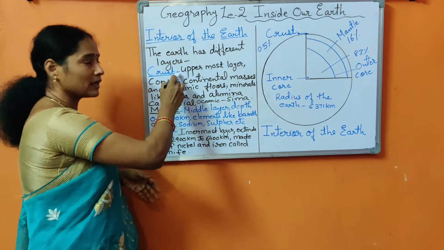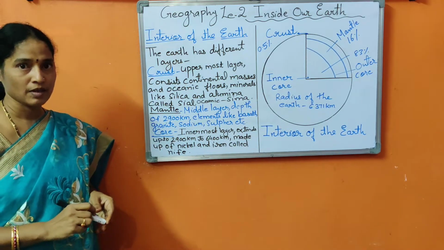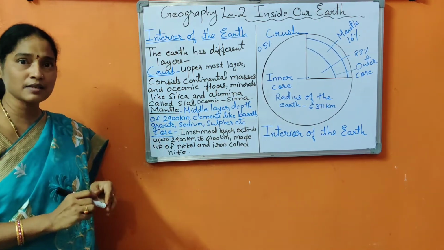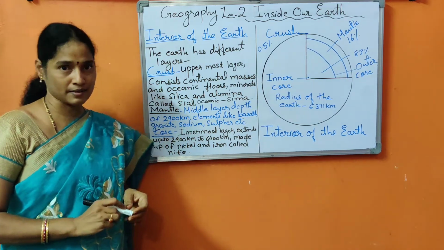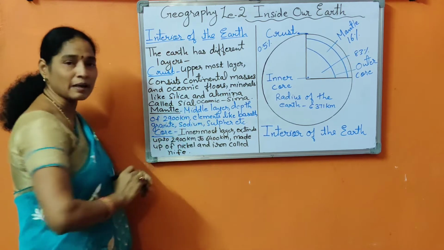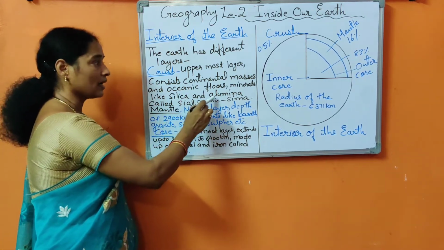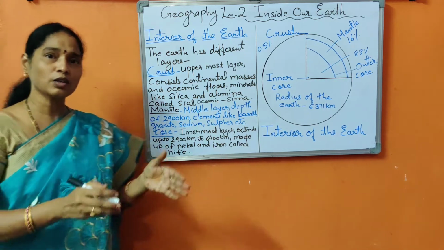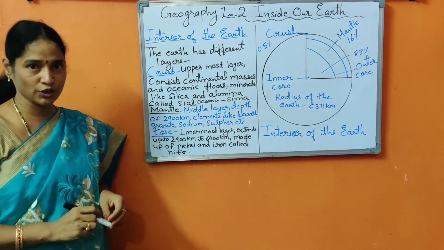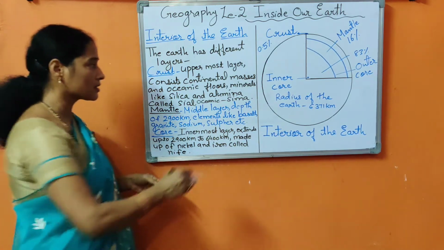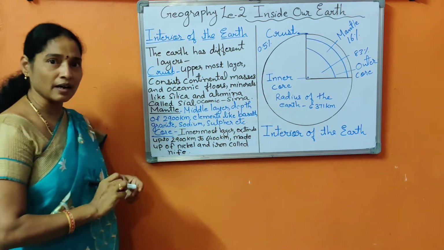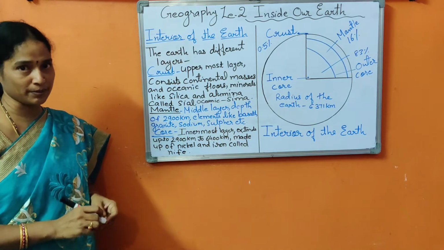The crust is also made up of many minerals. For example, silica and alumina. It consists of these on the continental masses and it is known as SiAl. S-I-A-L. That means silica and alumina. And on the oceanic floor, it consists of silica and magnesium, and thus it is known as Sima. S-I-M-A. That means Si means silica and Ma means magnesium.